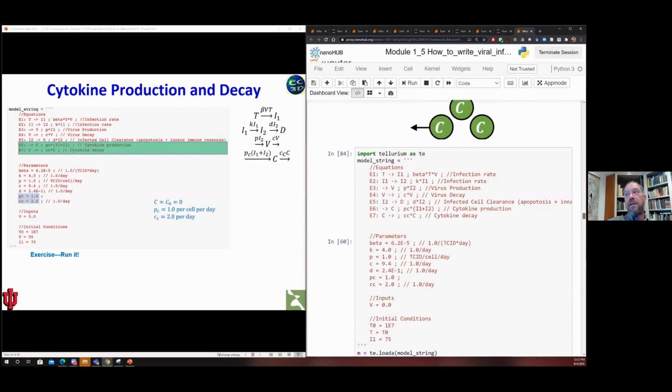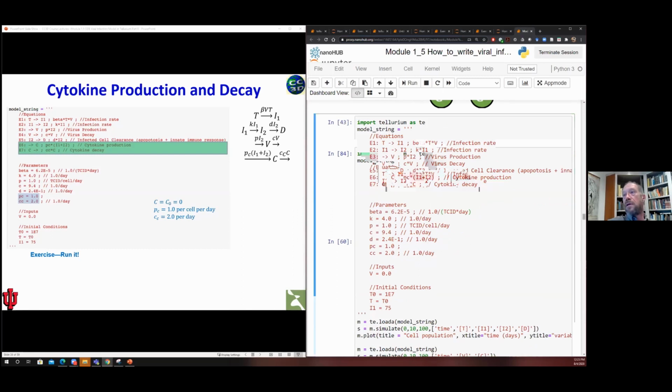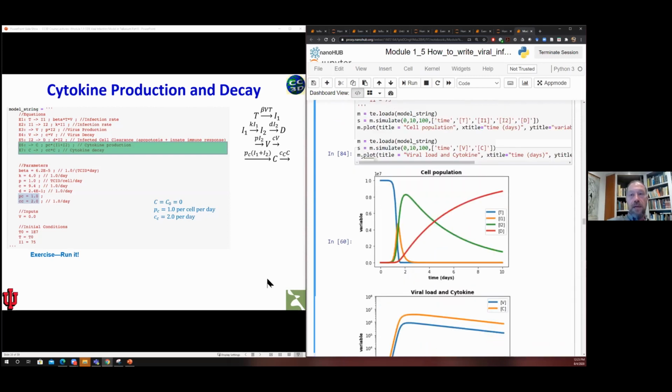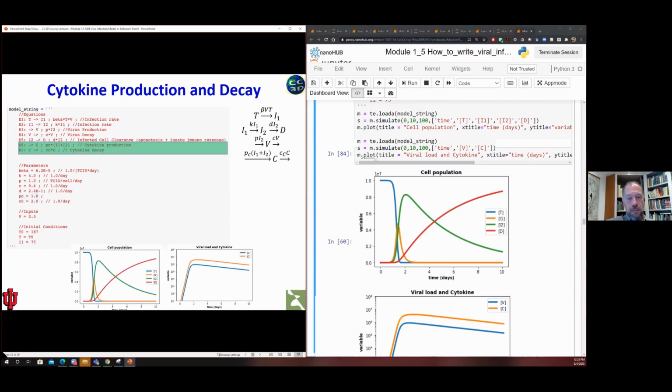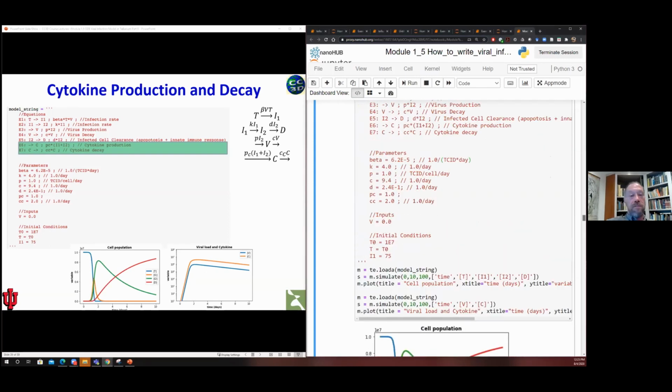Instead of taking the time to have everybody type it, I want to jump down to 84. So let's run down to 84 and run it. And can I ask people if they were able to get that to work? So find cell number 84, in which I've added the production of the cytokine.